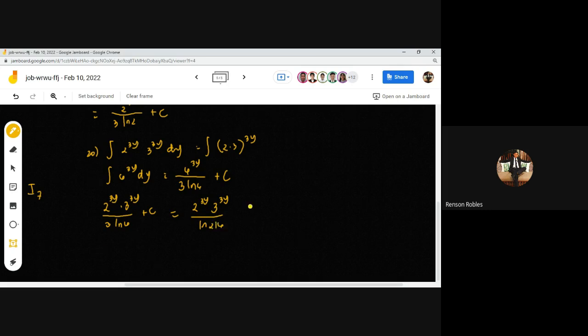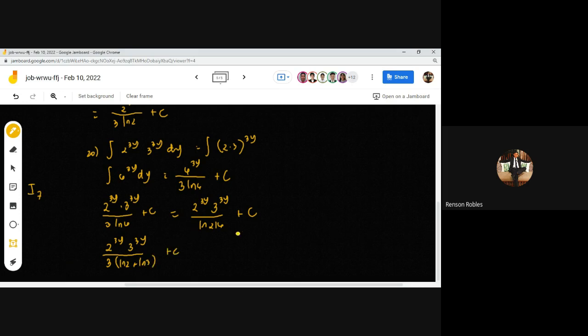Or, plus C, you have 2 raised to 3y. I am using laws of logarithmic function. All over 3, and then yung 6, gawin niyo siyang 2 times 3. So that's ln 2 plus ln of 3 plus C.